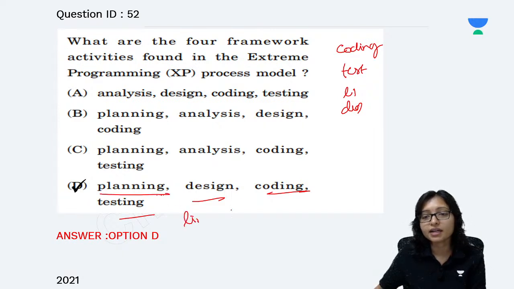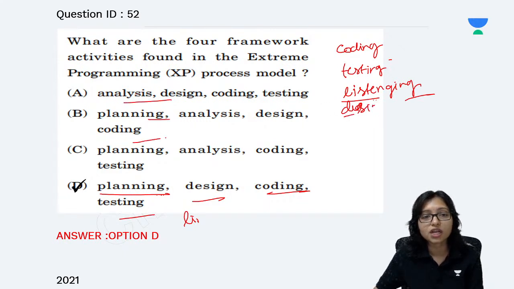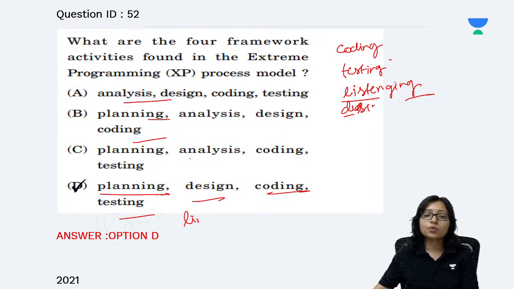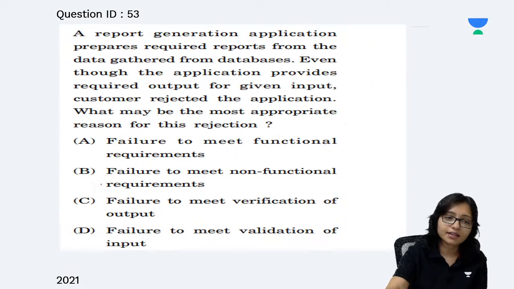Listening is the key part in development. First part is coding, next is testing, and listening is also there. Sometimes your question can be with listening, and design is also there, but if in none of the options listening appears, we can choose planning. So planning, design, coding, testing is correct. The XP model follows planning, design, coding, testing, so that will be the correct answer.